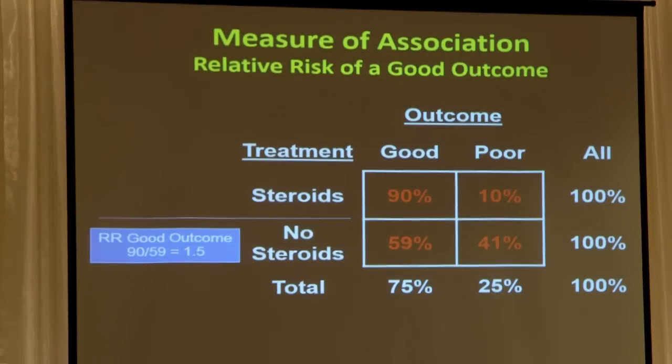Okay, well, this is the only talk where I'm going to give some of the answers. One way of interpreting that is that if you have Bell's palsy and you're given steroids, you're 1.5 times as likely to have a good outcome as if you didn't receive steroids. That's what the 1.5 means, or you're 50% more likely. Does that sound reasonable? Good.